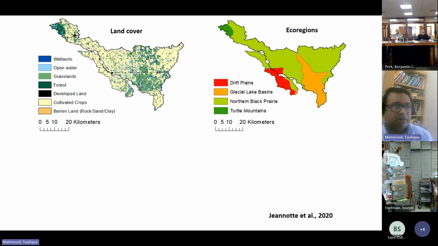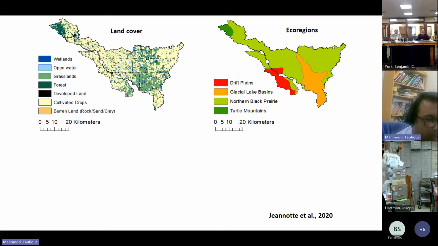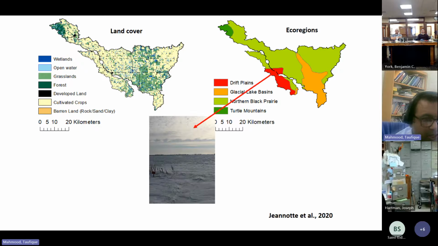Again, the basic land use land covers are agricultural land and the herbaceous wetland and the grassland over there, and they're part of the Northern Black Prairie and the Drift Plain ecoregion, and the Turtle Mountain is on the northwest corner of the area. This is how the landscape looks like from when we are in the field.